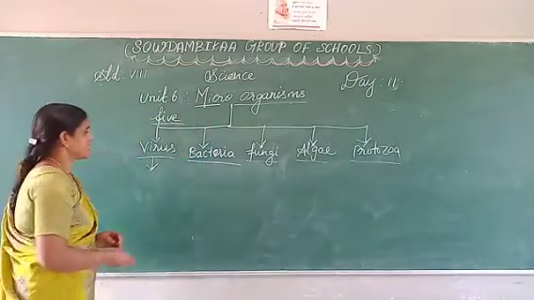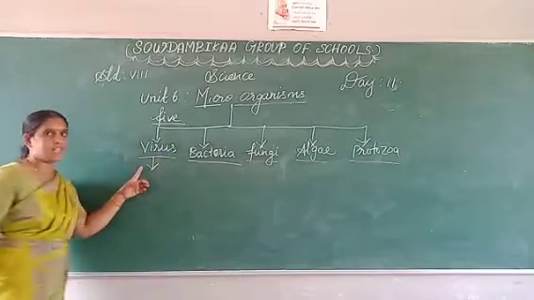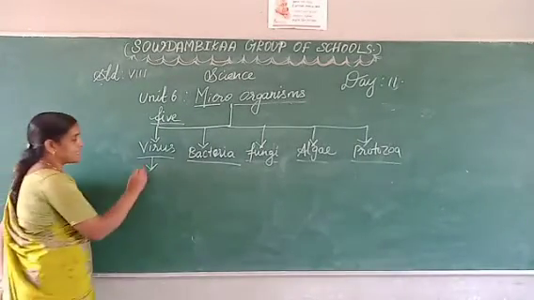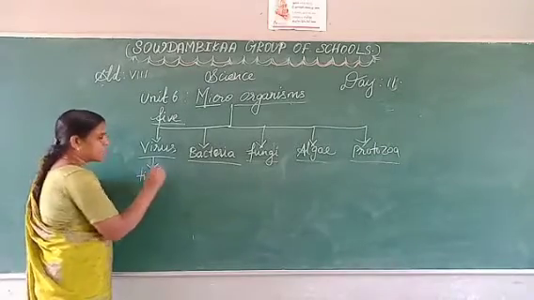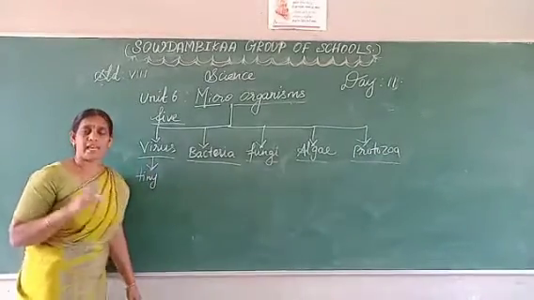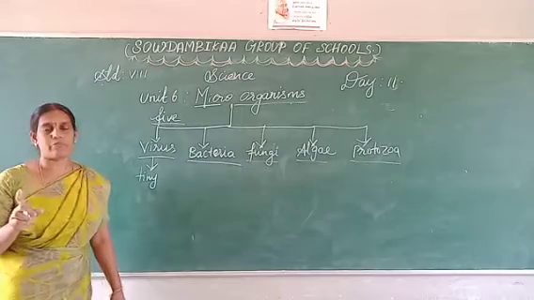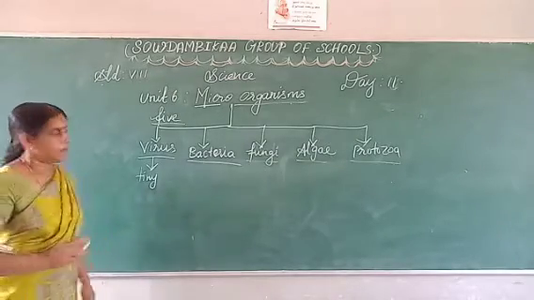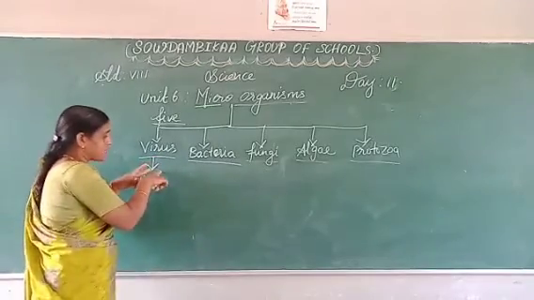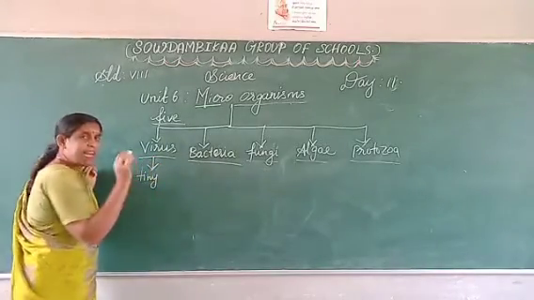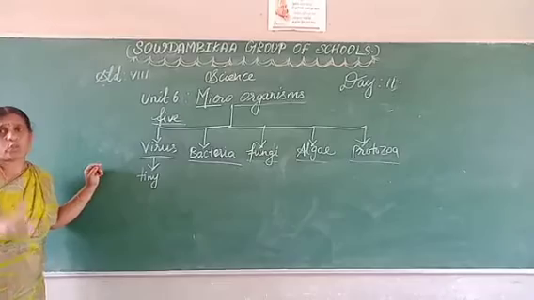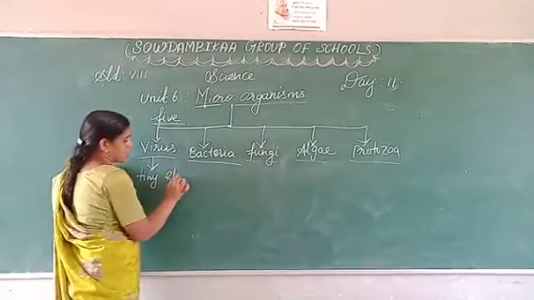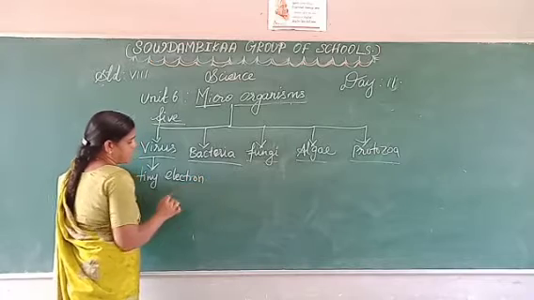Okay, now first we see the virus. A virus is a teeny particle. It is very small, we cannot see it with the naked eye. With the help of a microscope only we can see the virus. With the electron microscope only we can see the virus.